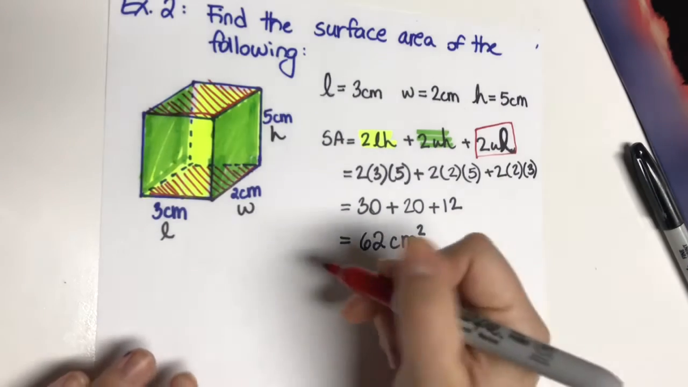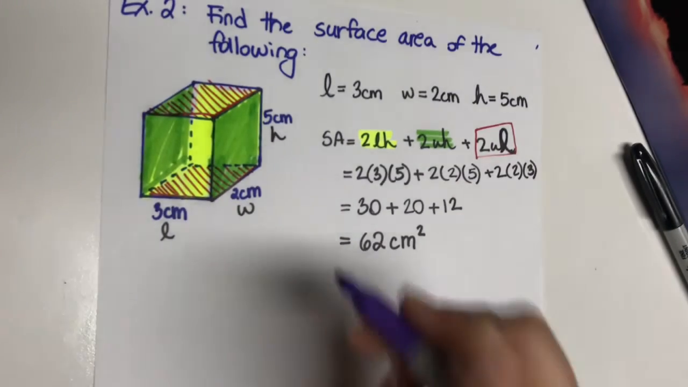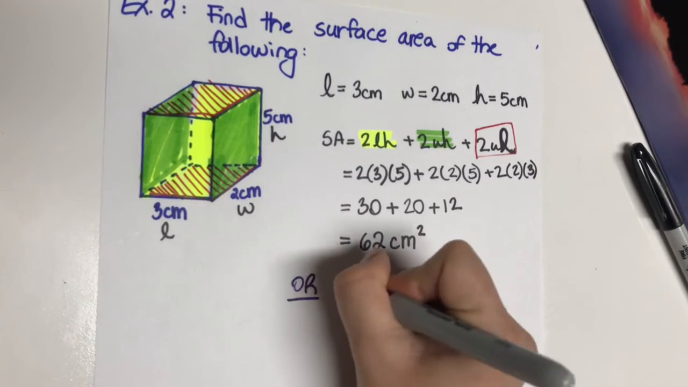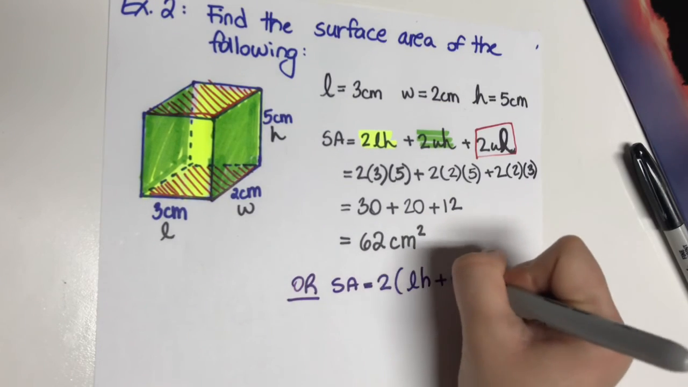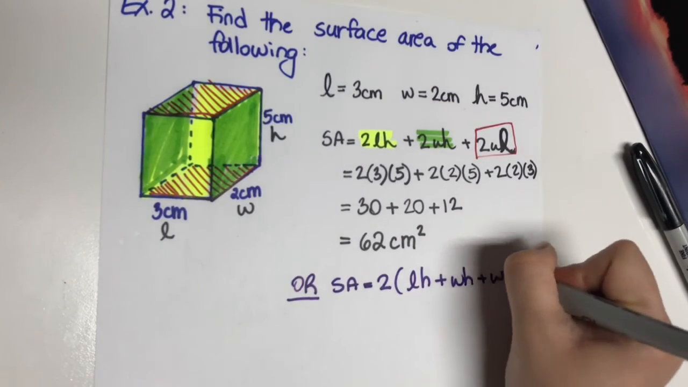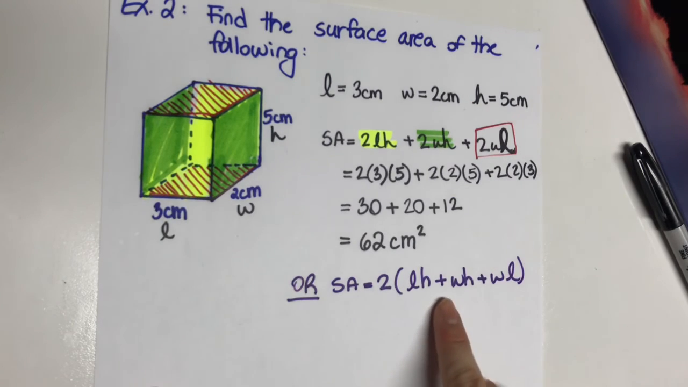Alternatively, you could have written out the formula like this. You could also first multiply each of the faces and then double it. You can also write the formula like that. Both ways work.